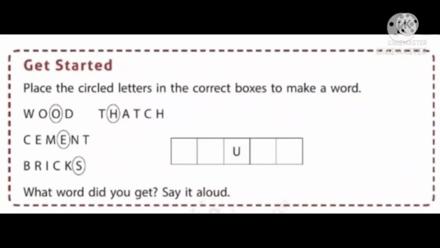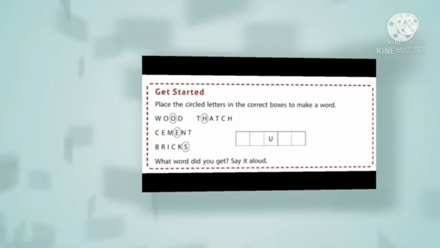Let's start. Place the circled letters in the correct boxes to make a word. U is given already. Yes, H, O, U, S, E. What word did you get? Say it aloud. Yes, house.